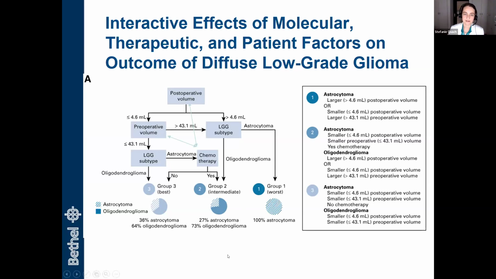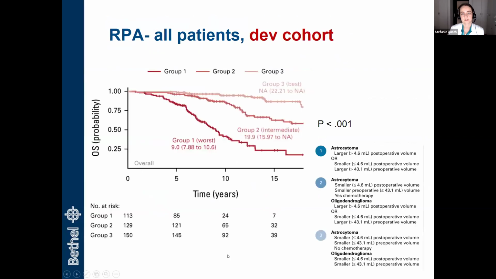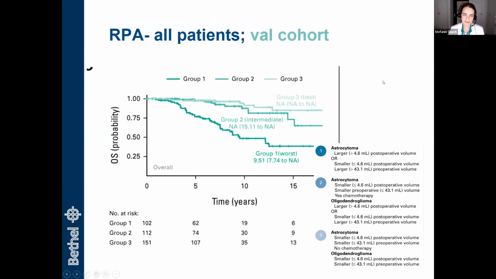If you divide all patients of the development cohort into these three groups now, you can see that there's a strongly significant effect on overall survival, with group 1 having the worst and group 3 having the best prognosis, group 2 being intermediate. This could also be validated by the validation cohort, which again showed the differentials between the three groups.